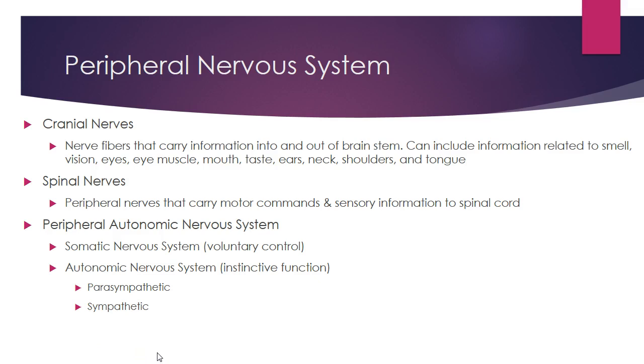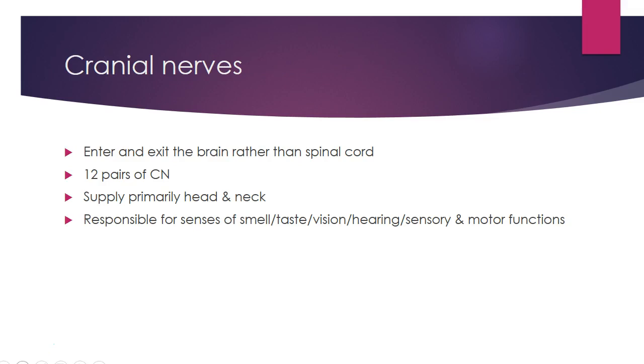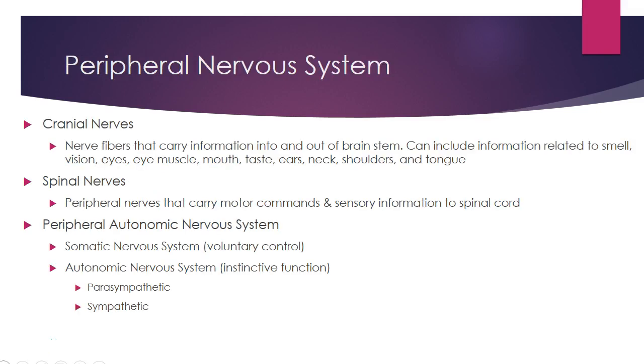Then we have our peripheral nervous system. And our peripheral nervous system, like I said, is made up of cranial nerves, spinal nerves, and then the autonomic and somatic nervous system. The cranial nerves are nerve fibers that carry information into and out of your brain stem. This includes information related to smell, vision, eye muscles, mouth, taste, ears, neck, shoulders, and tongue.